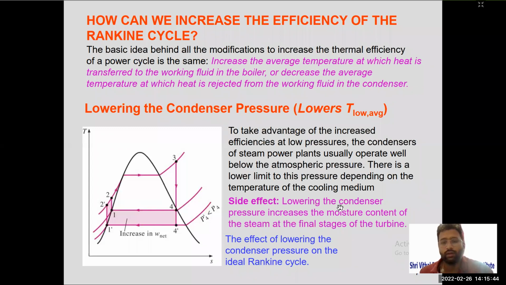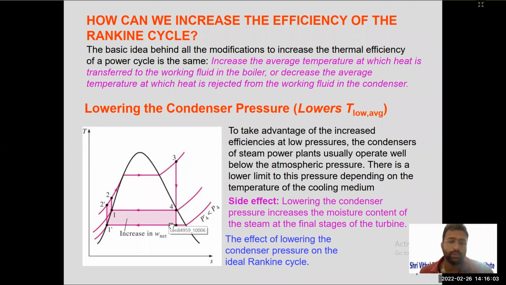But there is a side effect. Lowering the condenser pressure increases the moisture content of steam at the final stages of the turbine. Now you can see here, point 4 was initially at dry saturated condition. That means the dryness fraction was 1. All the water at point 1 is converted into steam at point number 4.